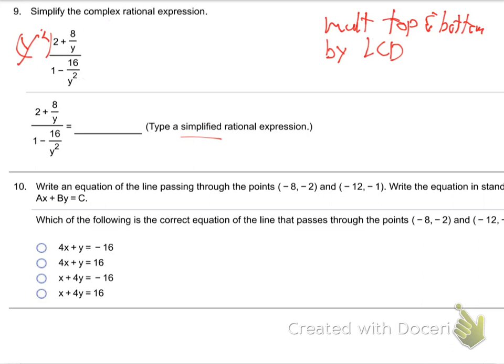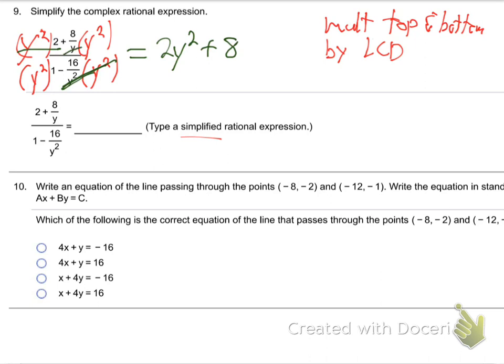So y squared here and y squared there, like all of them. Okay, and then it's going to cancel here completely. Here it's going to be 2 times y squared plus 8. Now here this y will cancel one of those, leaving y to the first, 8y. Here it's 1 times y squared, just y squared. And here they cancel, so minus 16. Okay, good so far. We simplified that.